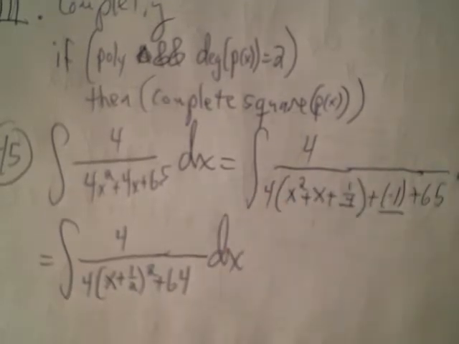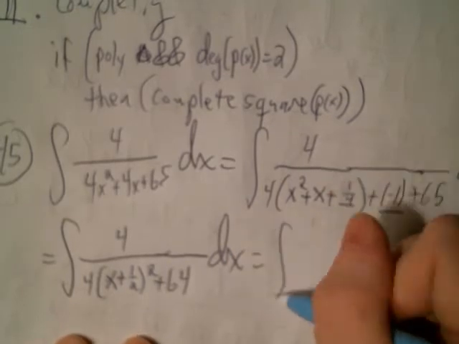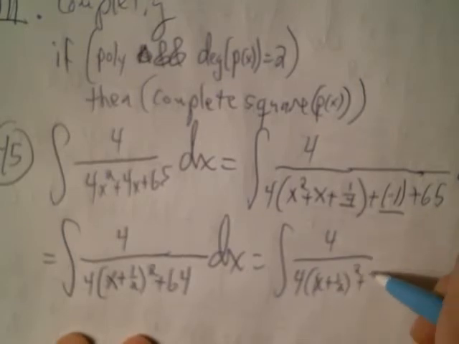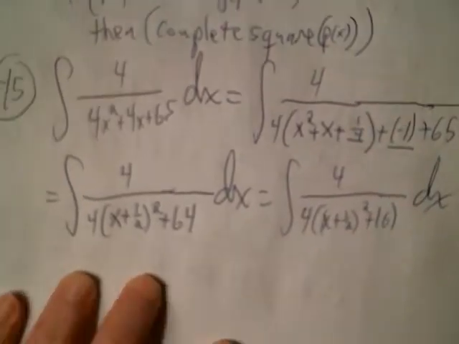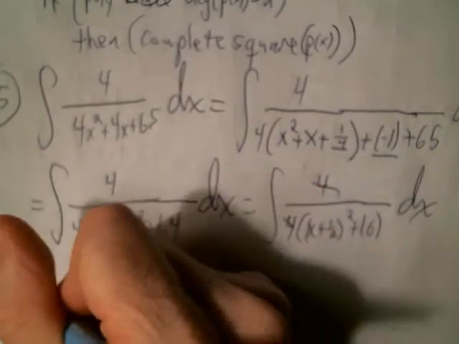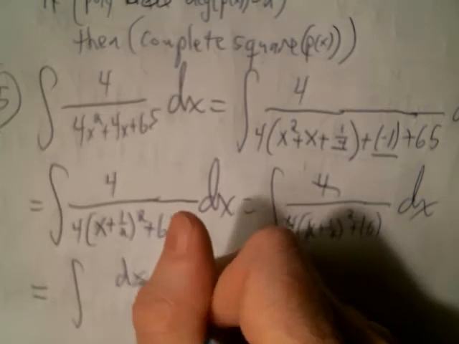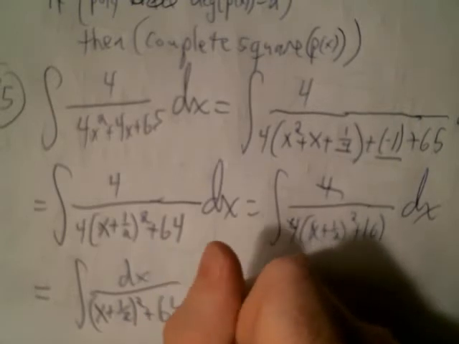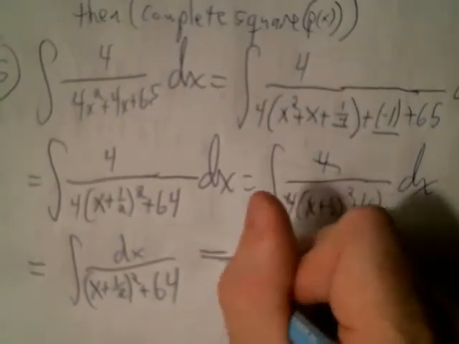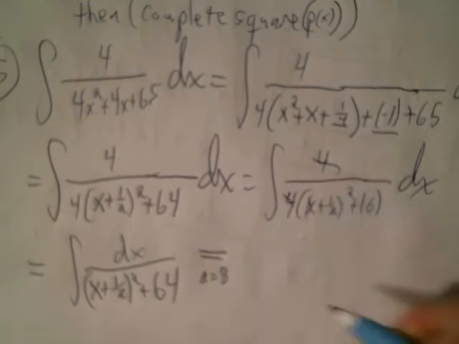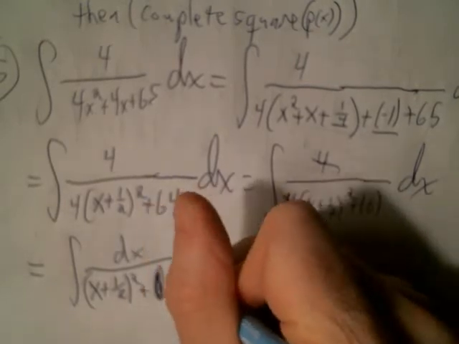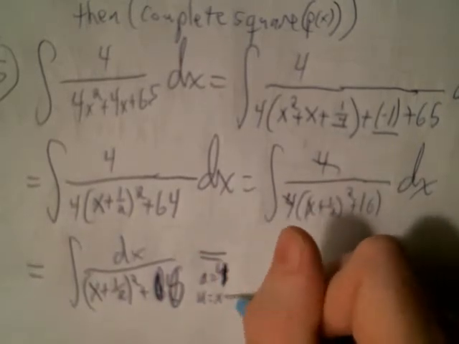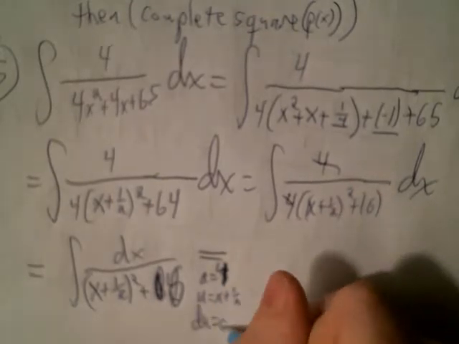dx. Okay, we can simplify the denominator a bit. This will be the integral of 4 all over 4 times x plus 1/2 squared plus 16 dx. And then we can remove this factor of 4, and we end up with dx all over something that looks like an inverse tan. In particular, our a squared value is 16. So our a value is 4. And then our u is x plus 1/2. And of course, then du is just dx.